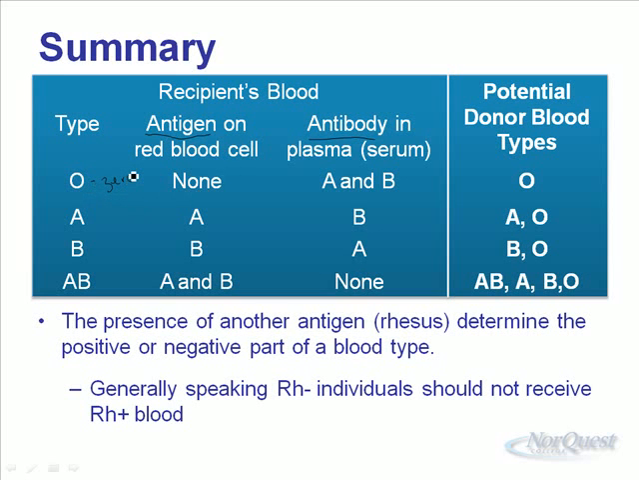Antibodies in the serum, A and B. If you're type A blood, that's what's on your cells, and you're going to have the B antibody in your plasma. If you have type B blood, the B antigen is on the cells, and you're going to have A antibodies in your plasma. And if you're type AB blood, you're going to have no antibodies in your plasma. And in terms of receiving blood, that's what you want to be. Potential donor types are listed on the side.